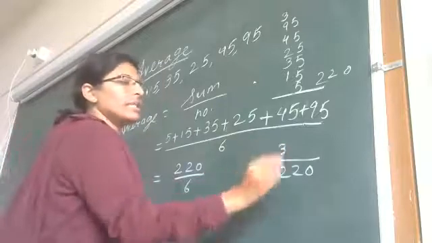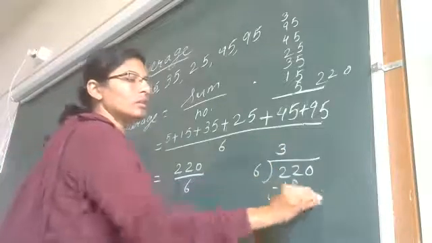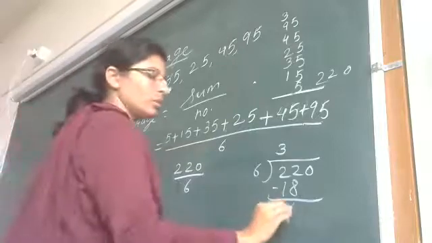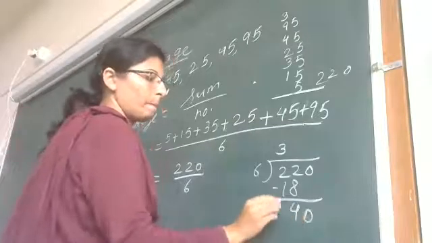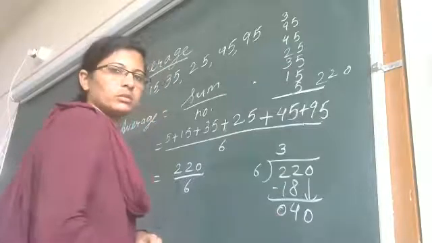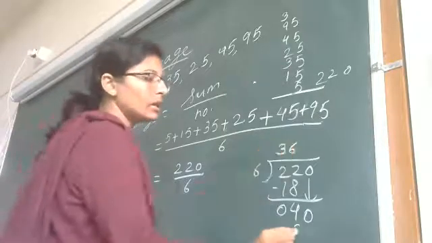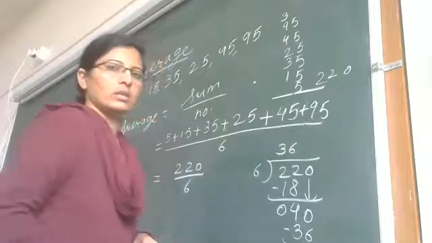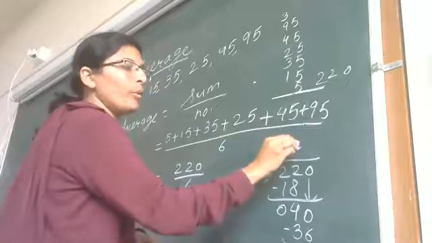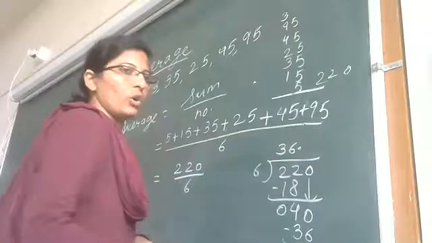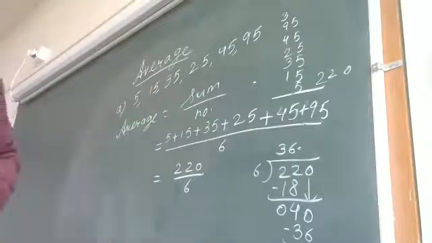220. Mama, these are following. 6 fours are 24, back 4. That is 1. 6 sixes are 36. Again, now we have to take the point here. Then we can put a 0.